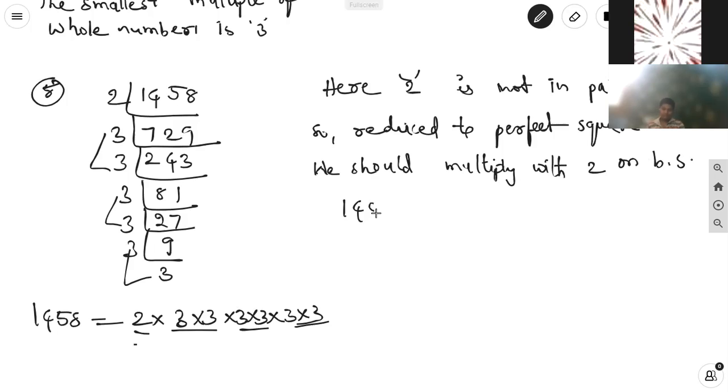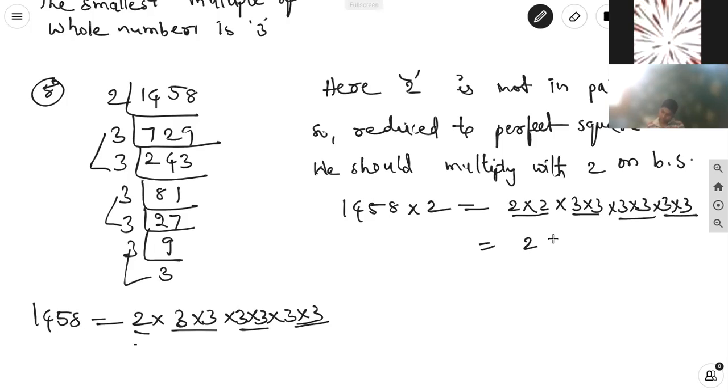Okay, 1458 into 2 equal to 2 into 2 into 3 into 3 into 3 into 3 into 3 into 3. Here one pair, one pair, one pair, one pair, is equal to 2 into 3 into 3 into 3 whole square, equal to multiplying with 2. 2 8s are 16, 1 is carried. 2 5s are 10 plus 1, 11, 1 is carried. 2 4s are 8 plus 1, 9, 2 1s are 2. It is equal to 2 3s are 6, 3 3s are 9, 9 3s are 27, 27 2s are 54 whole square.